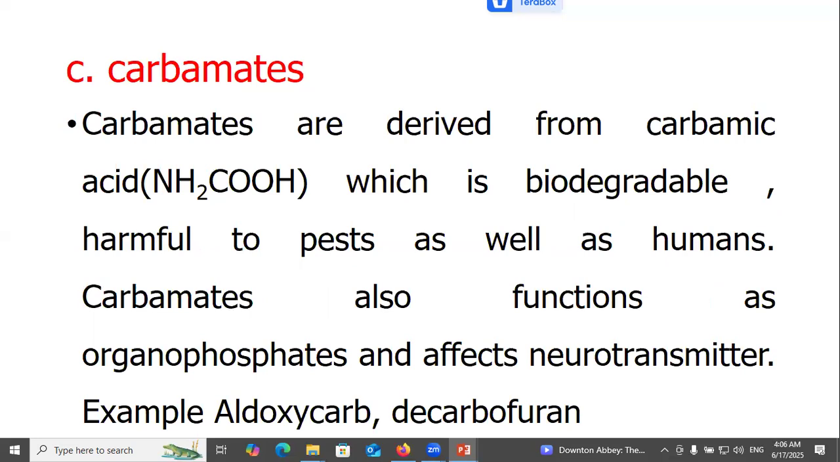Carbamates. Carbamates are derived from carbamic acid, are biodegradable, and are harmful to pests as well as humans. Carbamates also function like organophosphates and affect the neurotransmitter. Examples: aldicarb, carbofuran.